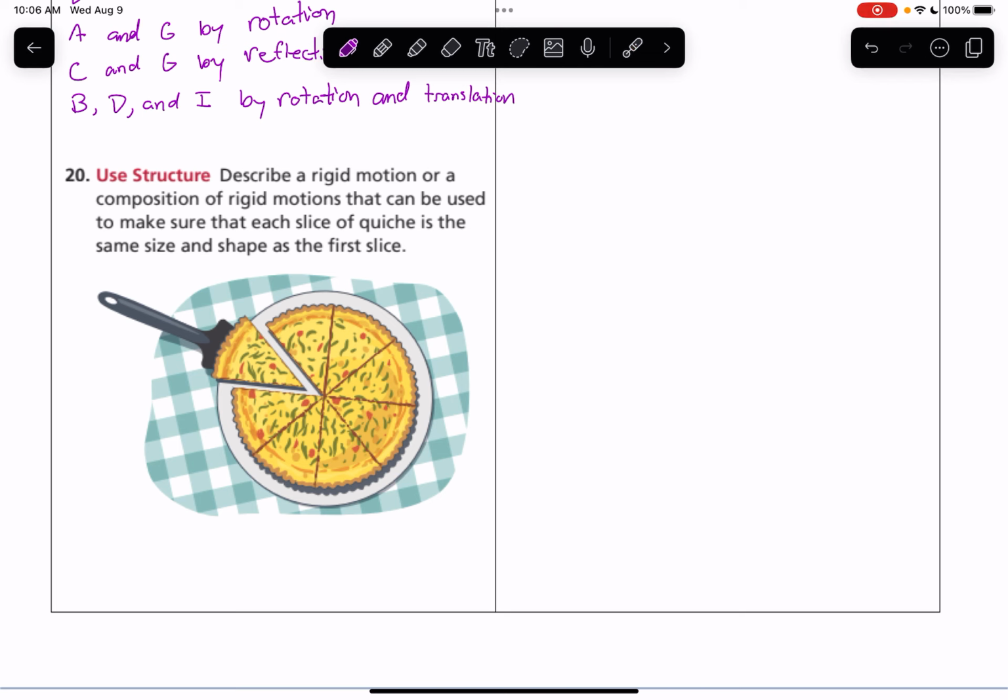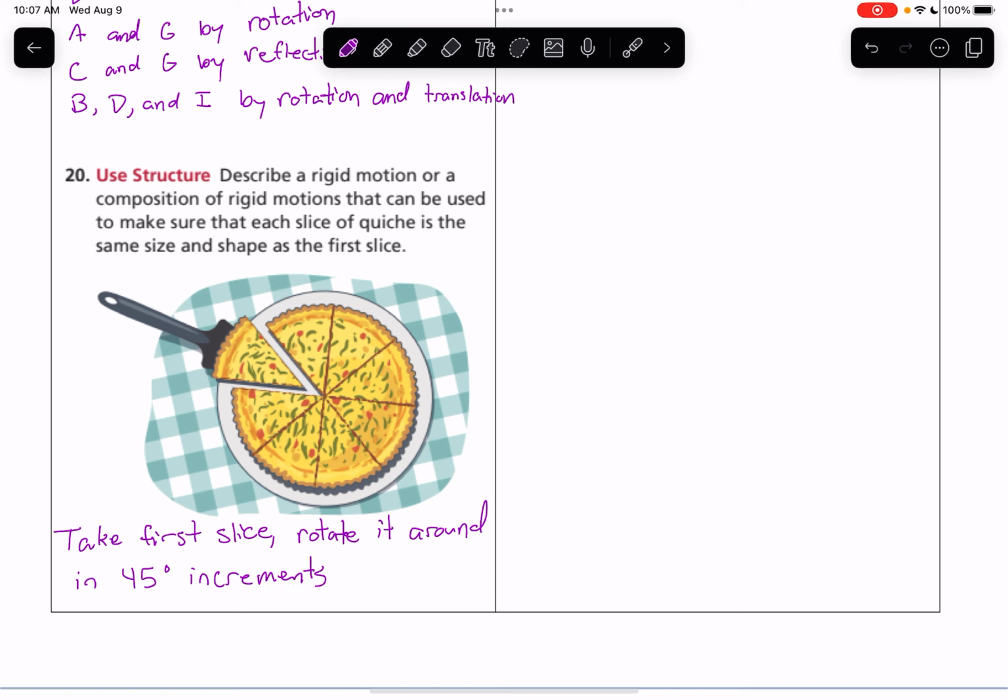Take the first slice and rotate it around. How many degrees? That would be 1/8 of that circle, which would be 45 degrees. So rotate it around in 45-degree increments to show that each slice is congruent to the first, or to check whether each slice is congruent to the first.